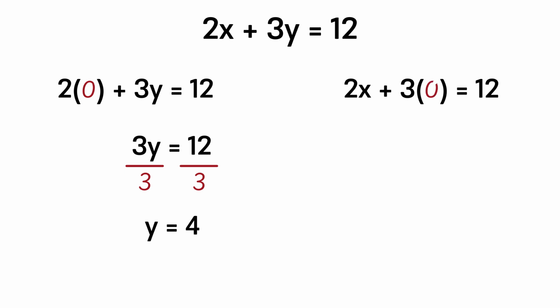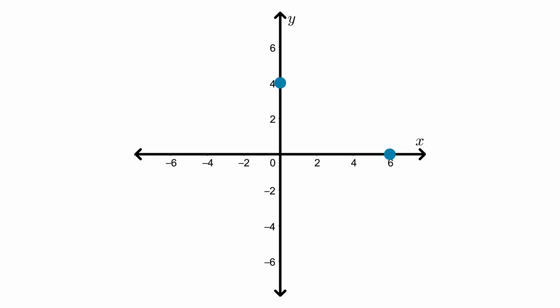Next, we can plug in 0 for y in the original equation. 3 times 0 is 0, and that leaves us with 2x equals 12. Then we can divide by 2 on both sides to get x equals 6. This means our x-intercept is 6. Finally, we can draw a line through the two intercepts.